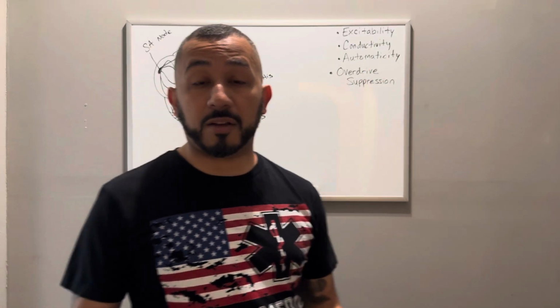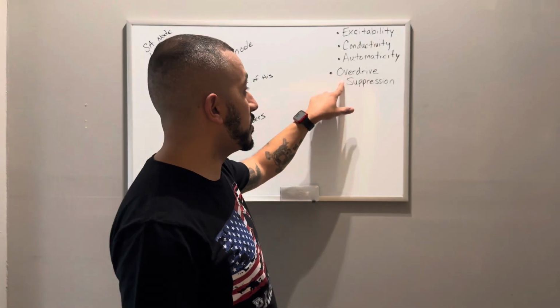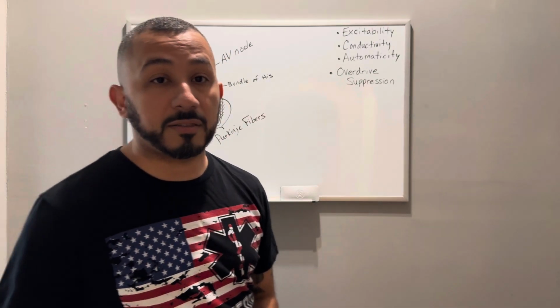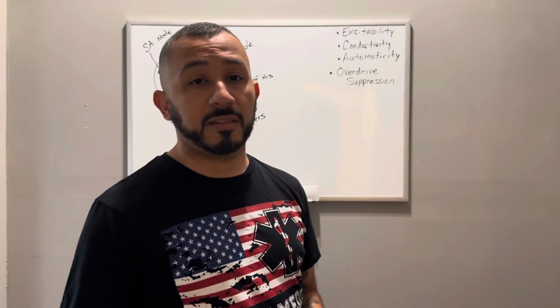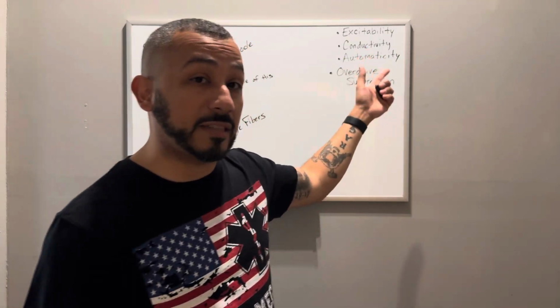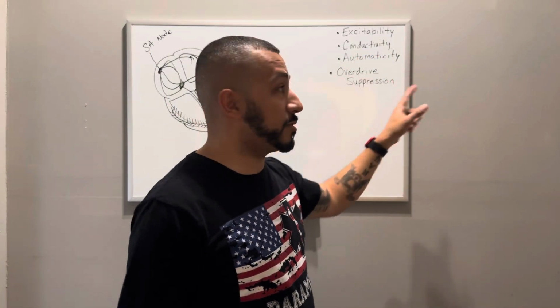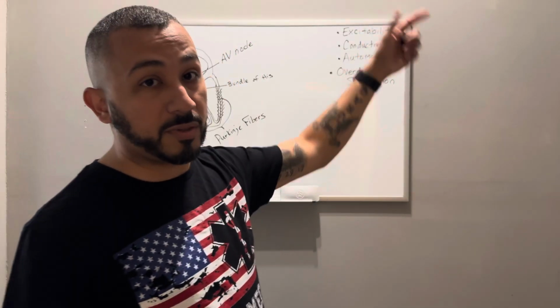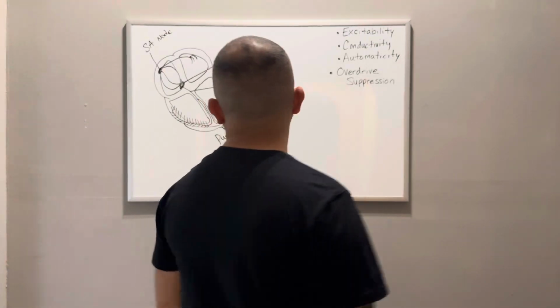Automaticity is each cardiac myocyte has the ability to create its own electrical impulse on its own without having to follow one. Overdrive suppression is something important to understand, because whoever moves the fastest in the rate of the cardiac cell is the one that's going to take over, thereby suppressing the other ones, overriding it, right? So let's move on.